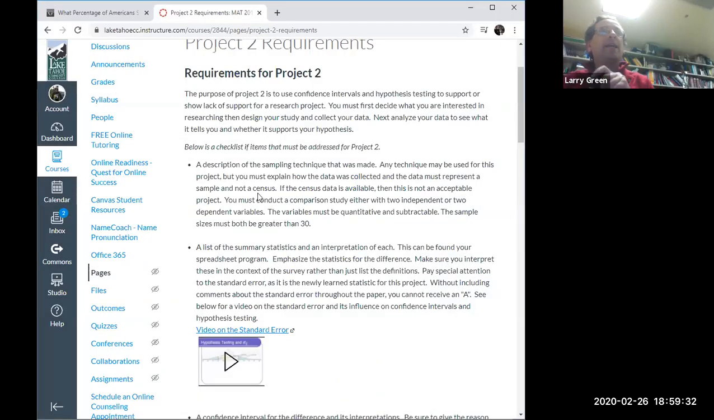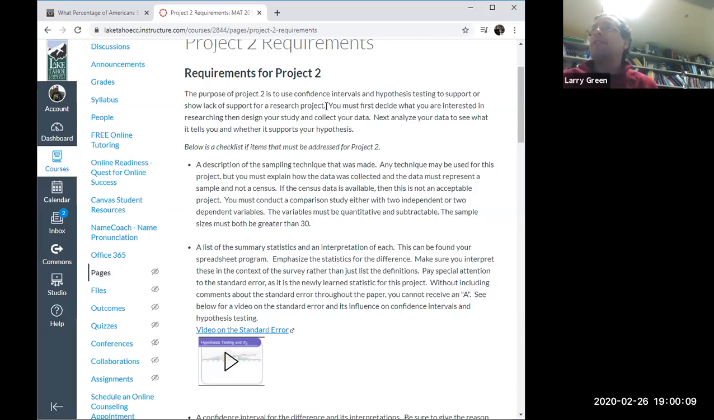Okay, so again, I try to make it easy to find. All you have to do is go to the syllabus, click project 2. There's a few places you can do that. Okay, the purpose of project 2 is confidence intervals and hypothesis testing. That's what we've been doing the last 3 weeks. So I don't think I wrote it in here, but it's the same as project 1, is that you need to find a client. Okay, and again, it can be fictitious, but it should just be believable.